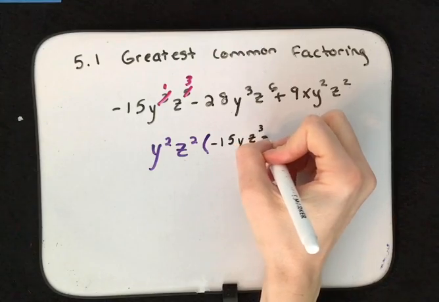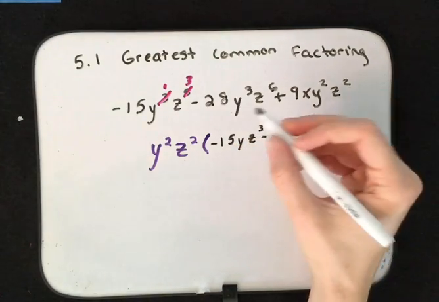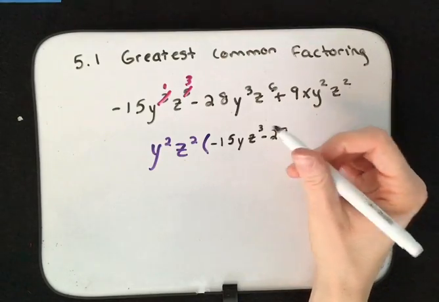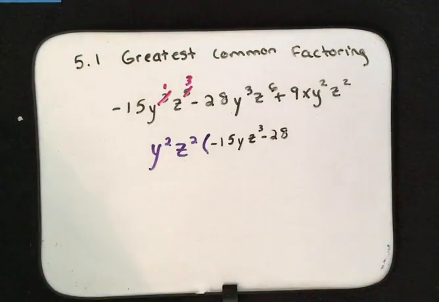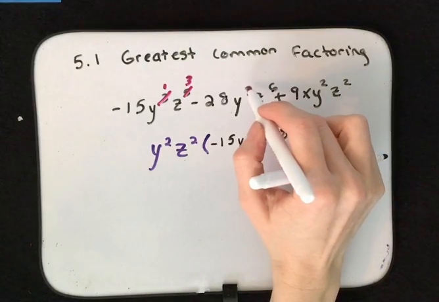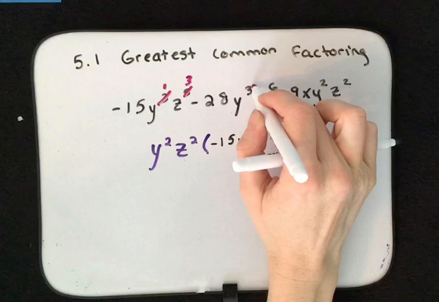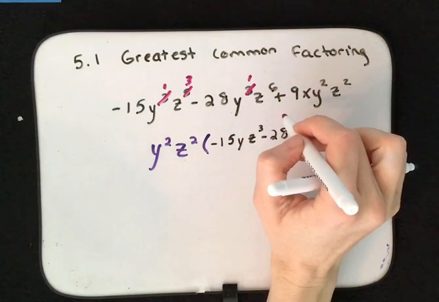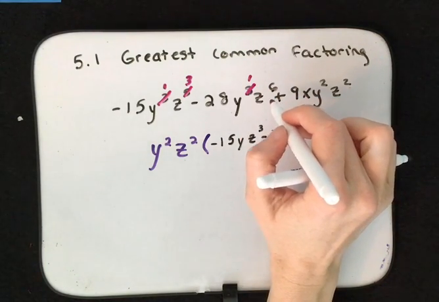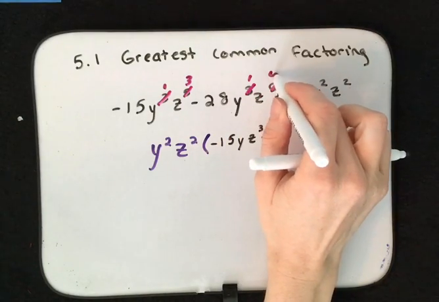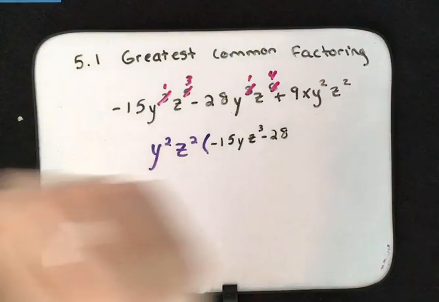Let's try the next one. I had 28. I didn't take anything out. That stays the same. I had z to the third. I had y to the third. I took out y to the second. So that means we have y to the first left over. I had z to the sixth. I took out z to the second. So that means we have z to the fourth left over.